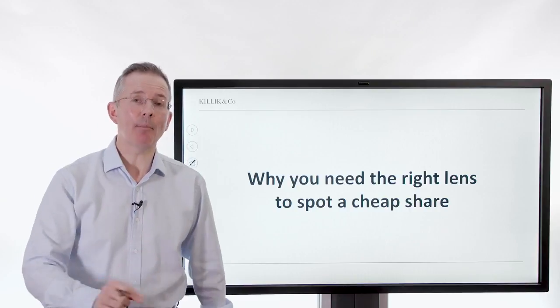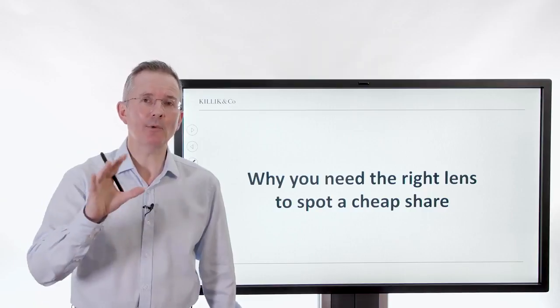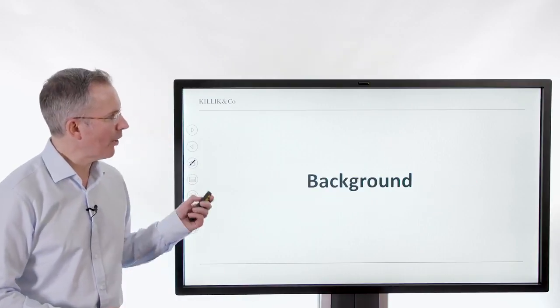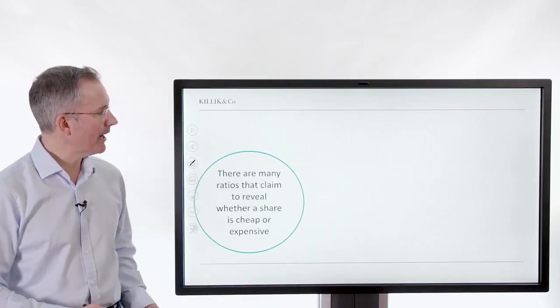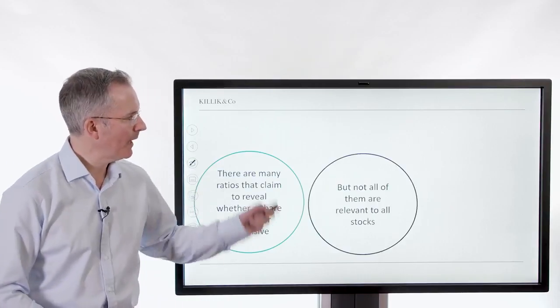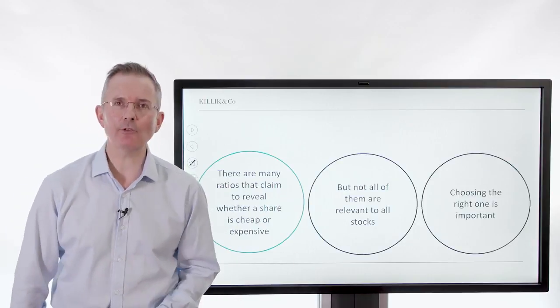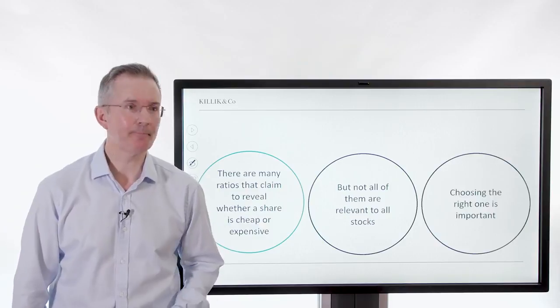So a recap coming up. I'll be going quickly through some ratios. If you want to find out more about them, then I'll give you a source at the end. So background would be what? There are many ratios, numbers, that claim to reveal cheap and expensive stocks. Not all of them are relevant to all stocks and all sectors is my point, so let's get the right tool for the job in hand.